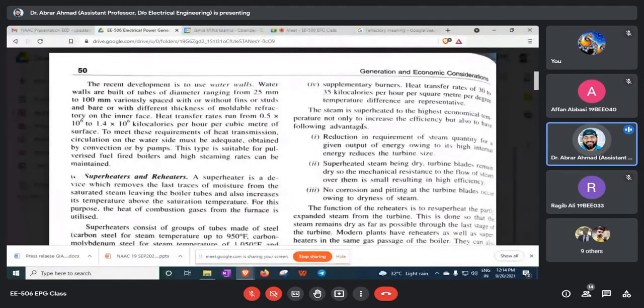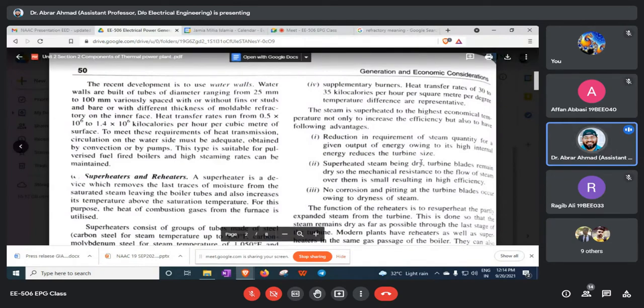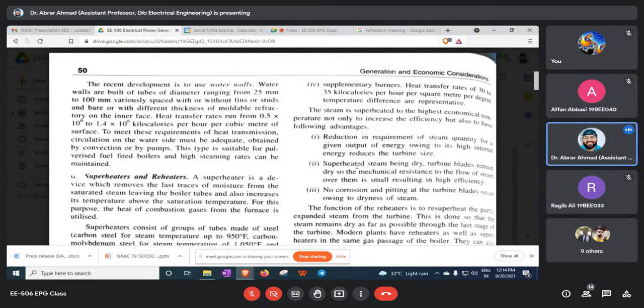So steam is superheated to the highest economical temperature, not only to increase the efficiency but also to have the following advantage: reduction in requirement of steam quantity for a given output of energy. Superheated steam being dry, turbine blades remain dry, so the mechanical resistance to flow of steam over them is small, resulting in high efficiency. So that is an important point, that the steam is not very wet, it's very dry.